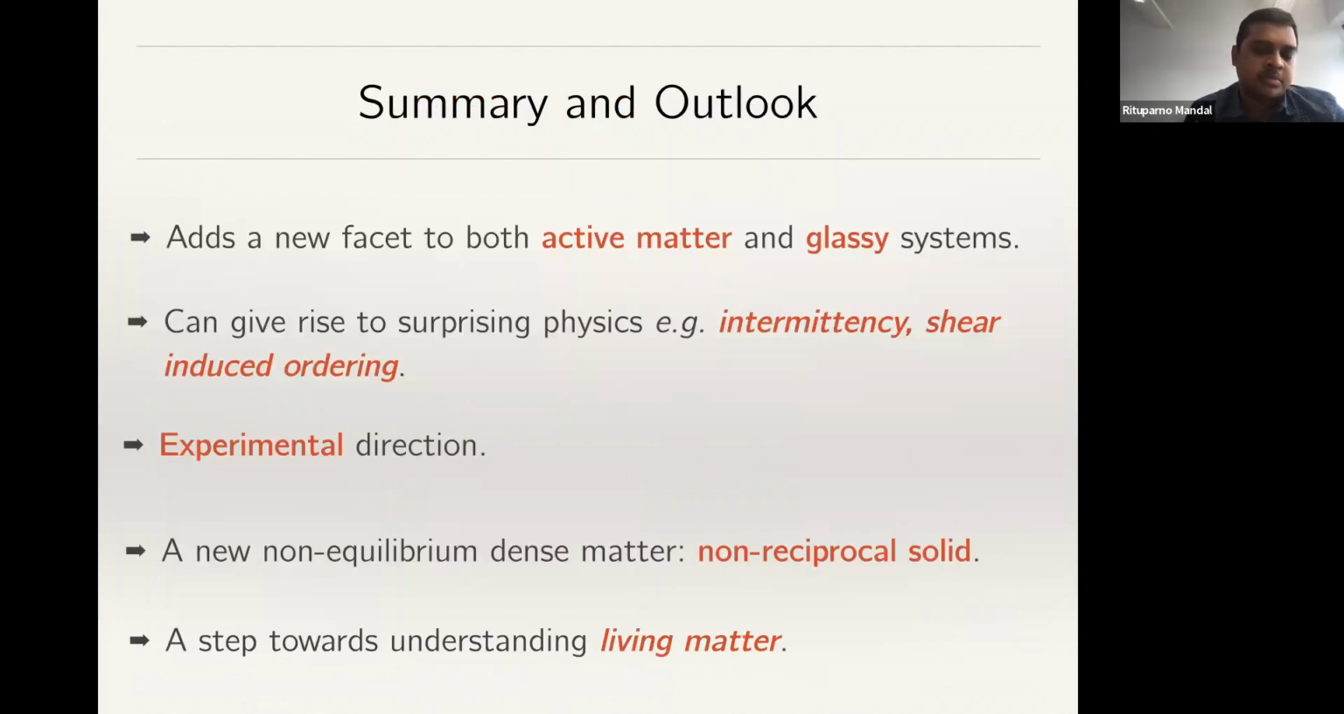And finally, I would like to say that I believe this whole study on dense active matter adds a step towards understanding living matter, which is very complex in nature, but at least this kind of simple model-based approach will give us some understanding and intuition.